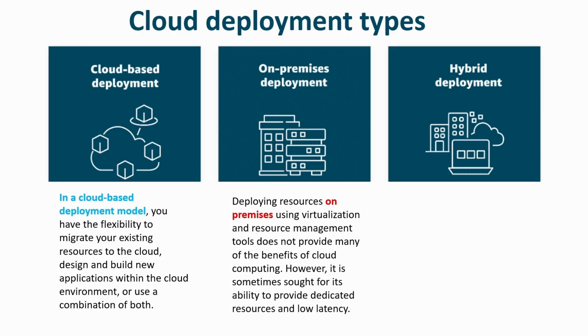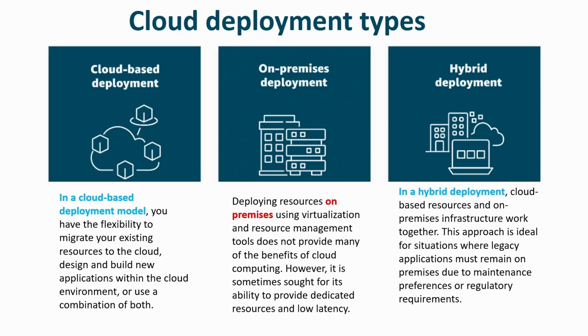Third is hybrid deployment. In the hybrid deployment, cloud-based resources and on-premise infrastructure work together. This approach is ideal for situations where legacy applications must remain on-premises due to maintenance preferences or regulatory requirements. For instance, a company might choose to retain certain regulated legacy applications on premises while using cloud services for advanced data processing and analytics. Multi-cloud deployments can also be considered hybrid deployments.